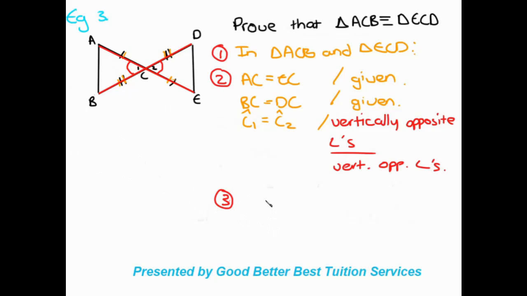So now we're going to go, therefore triangle ACB is congruent to triangle ECD. Now we're going to move on to our reason. Once again, we're going to try and identify what the reasons are. We have side, side, and angle. Okay? So we know that the reason is going to be then side, angle, side. And just like that, we finished the example.